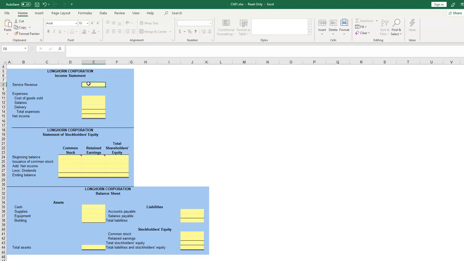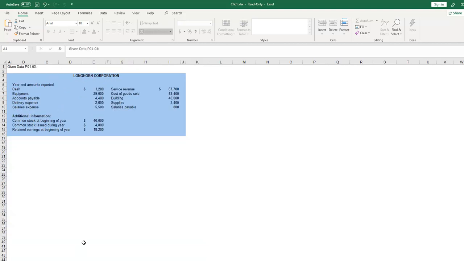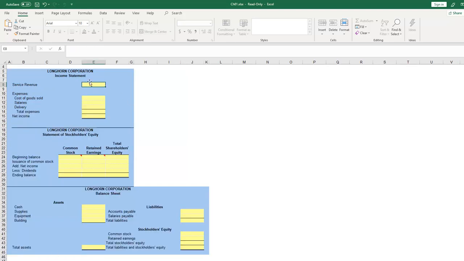So let's start up here. This is laid out in an easy to follow manner. Very important to put our title up here. You've seen the title on all three of these statements, but if you're doing this on your own, be sure to put a title. So we'll start with our service revenue. Let's go to our given information. Our service revenue is $67,700. All right, we'll go ahead and type that in.